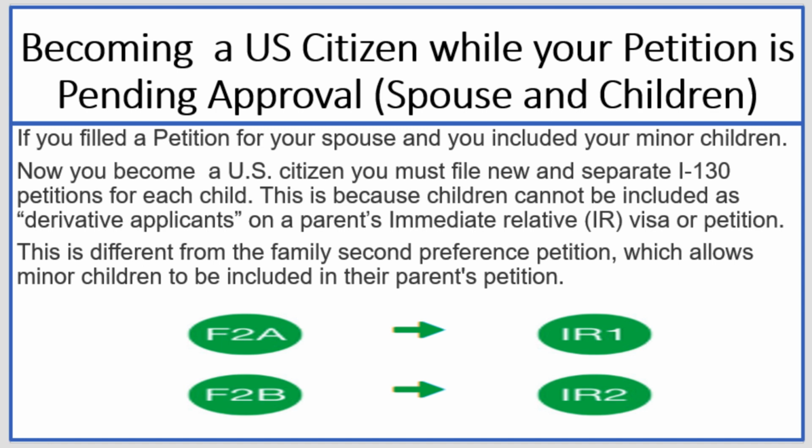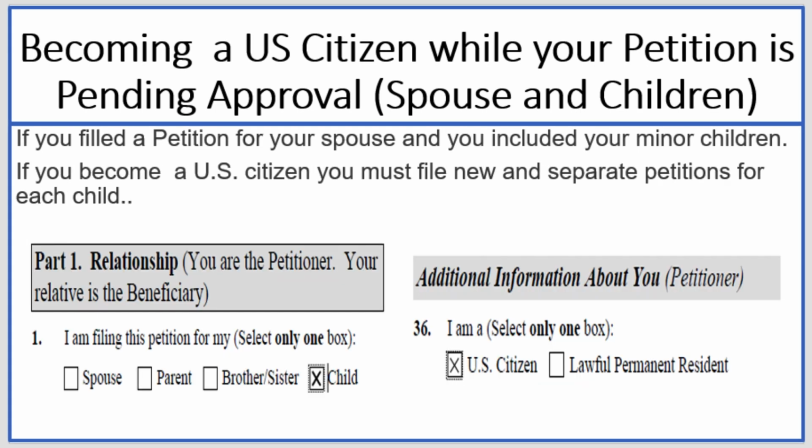So now, how are we going to file a petition? You must select that it's for a child: I'm filing this petition for my child. And under additional information about your petitioner, you're going to select US citizen. That's the difference. For each child, if you have two, you must file two. If you have one, just one.